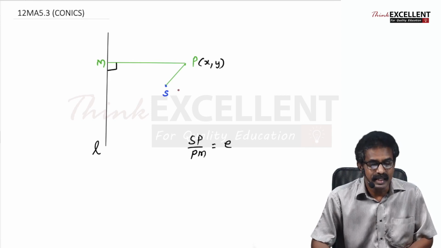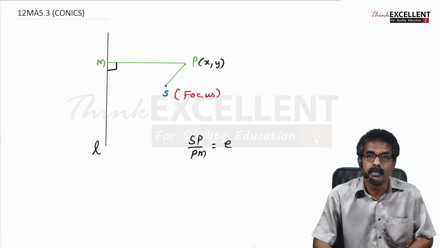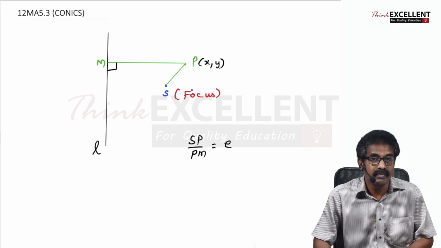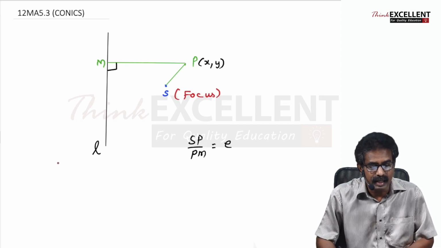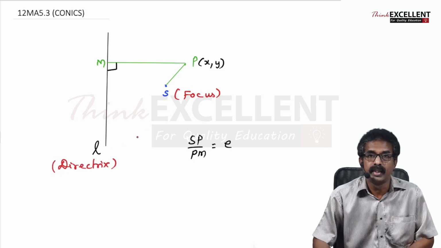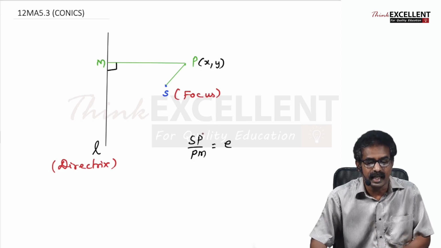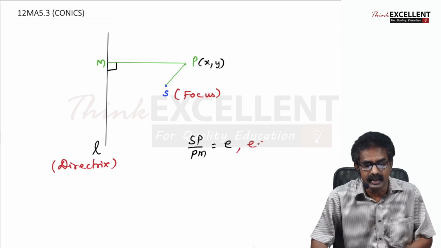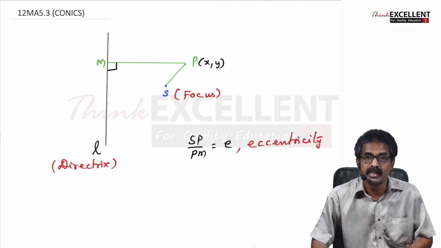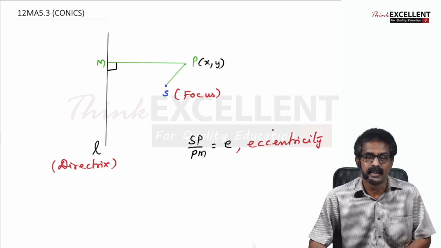And here we have some terms. Fixed point I said, right? S is a fixed point and that fixed point is called focus. There is a fixed line L and that fixed line is called directrix. And the ratio SP by PM equal to e, that e is called eccentricity. So focus, fixed point; directrix, fixed line; e is the eccentricity.